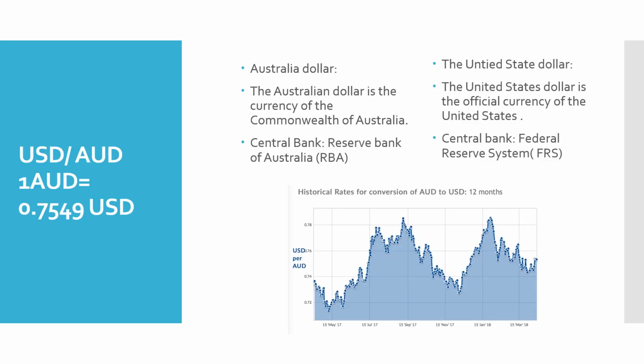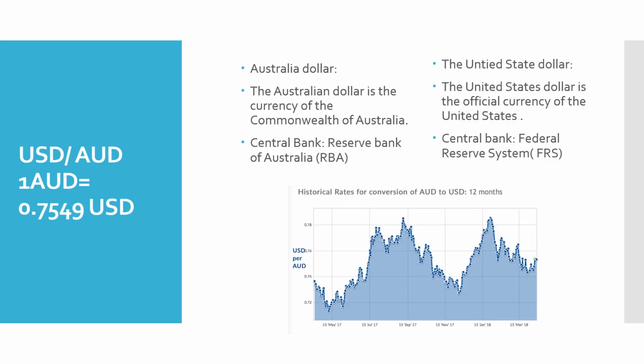While the United States dollar is the official currency of the United States, it is one of the most valuable to trade currencies in the world, with its central bank being the Federal Reserve System. So in 2014 to 15, the United States was Australia's third largest two-way trading partner in goods and services, which was worth a total of $64.5 billion.